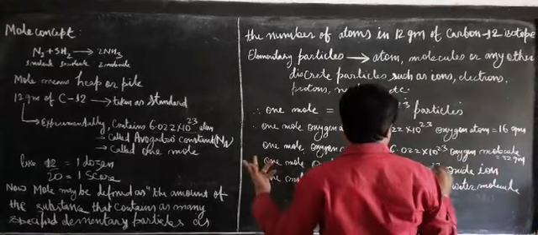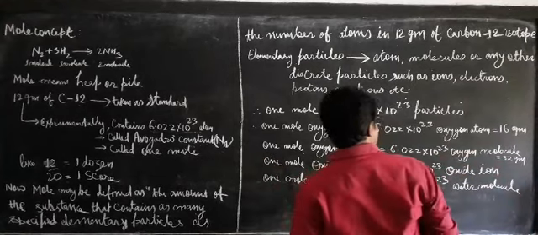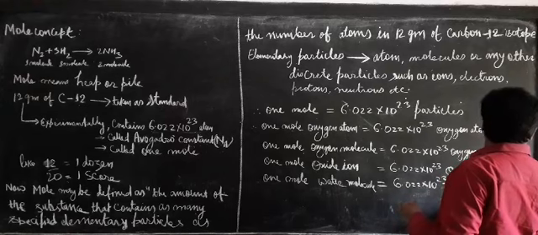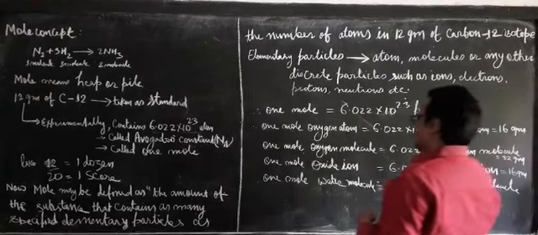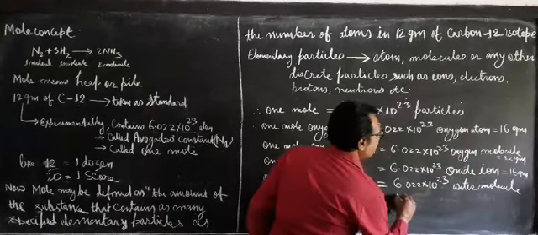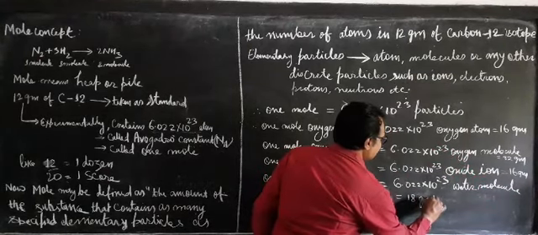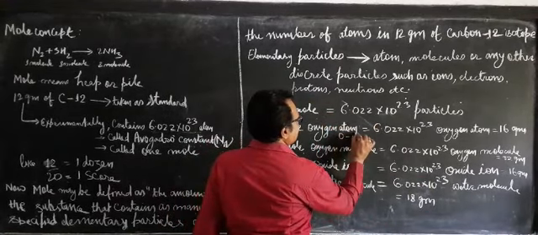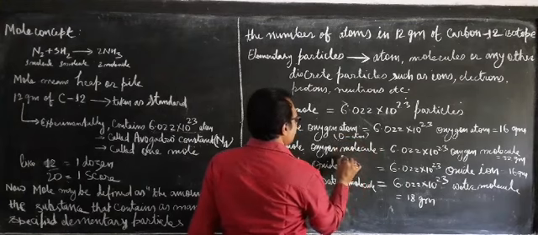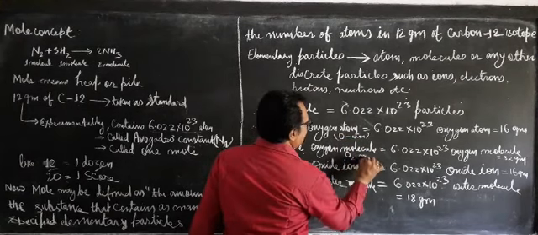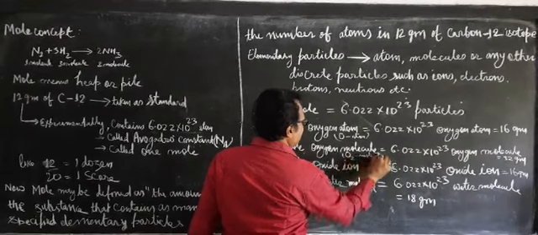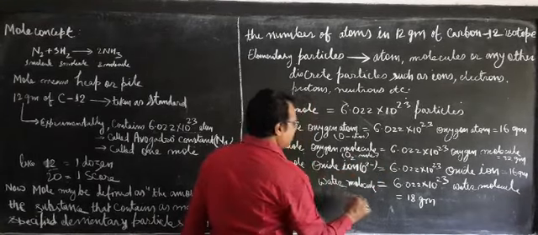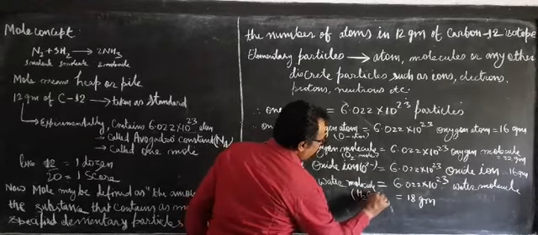1 mole of oxide ion, the mass will remain the same, because when ions get formed there is no change in the mass, so it would be 16 gram. 1 mole of water equals 18 gram. Oxygen atom is written like this. Oxygen molecule is written as O2. Oxide ion is written as oxygen having 2 negative charge, and water molecule is written as H2O.